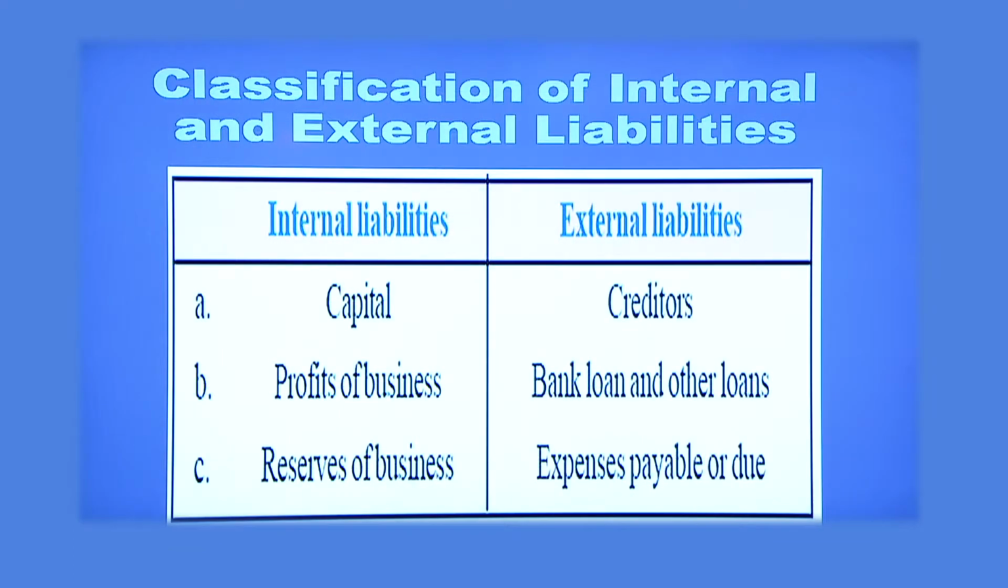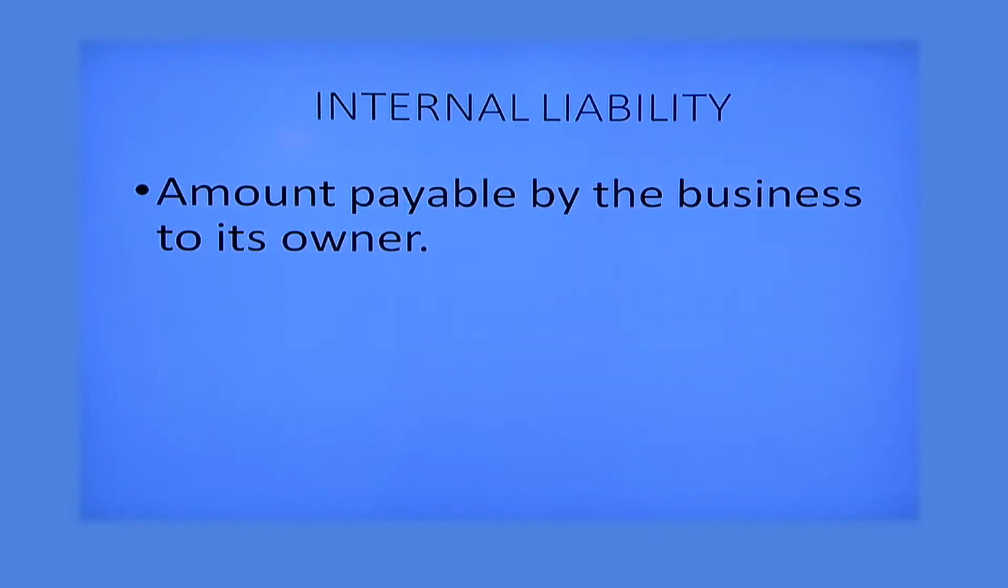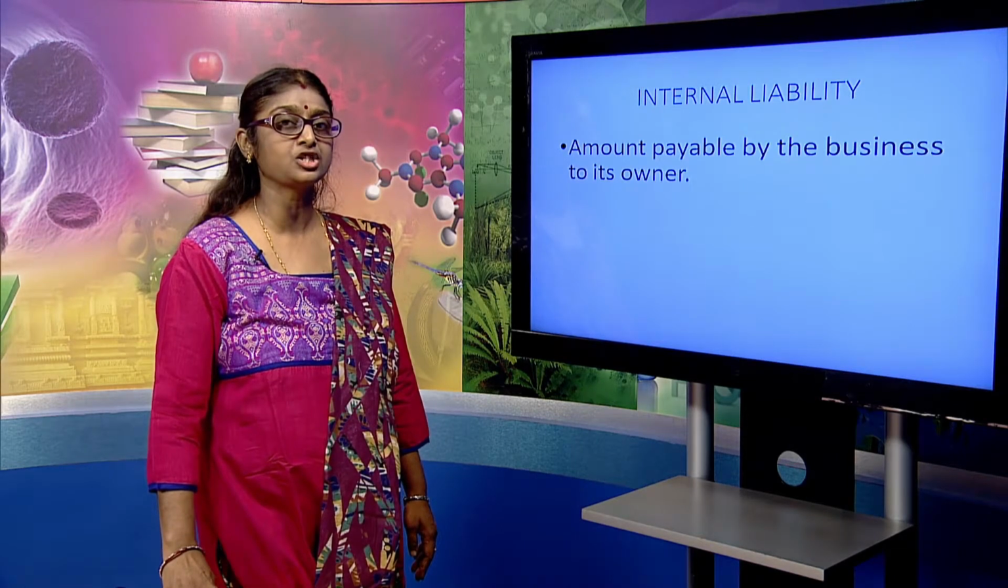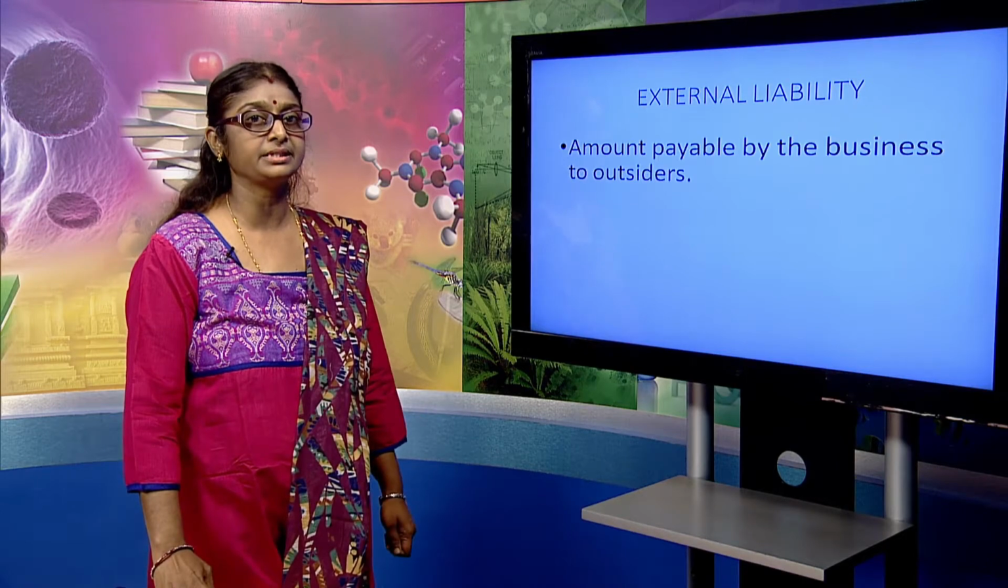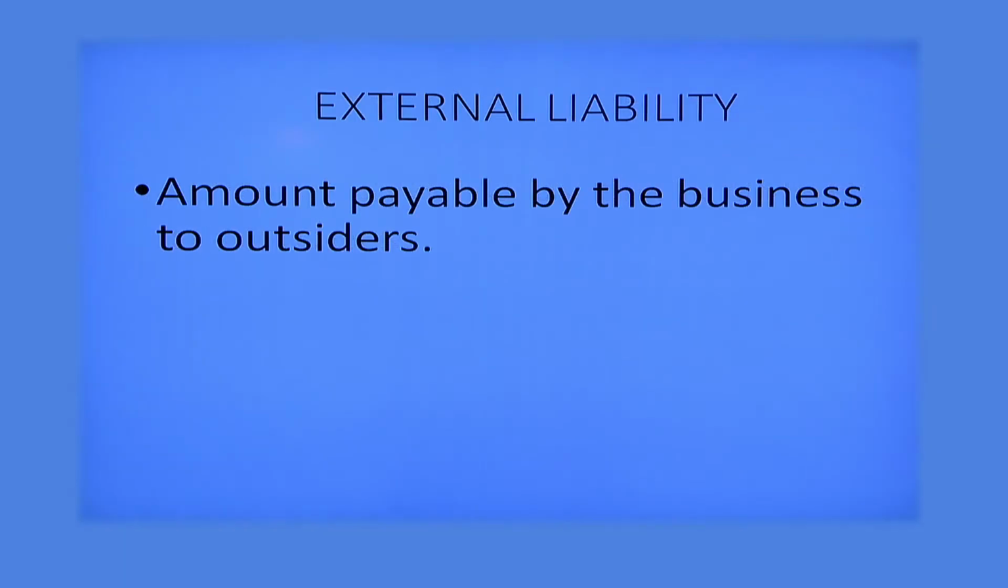We have divided the liabilities into internal liability and external liability. Under internal liability, you can include capital, profits, reserves. Under external liability, creditors, bank loan and other loans, and expenses payable. What is internal liability? Amount payable by the business to its owner is the internal liability. What is external liability? Amount payable by the business to the outsiders is the external liability.